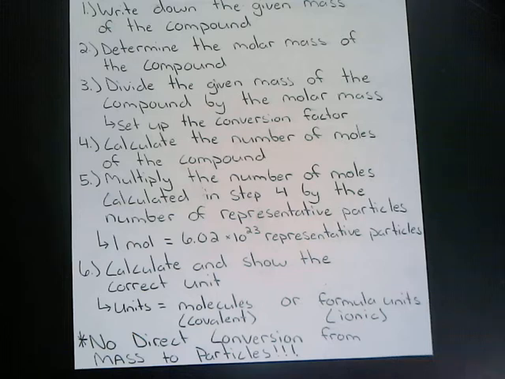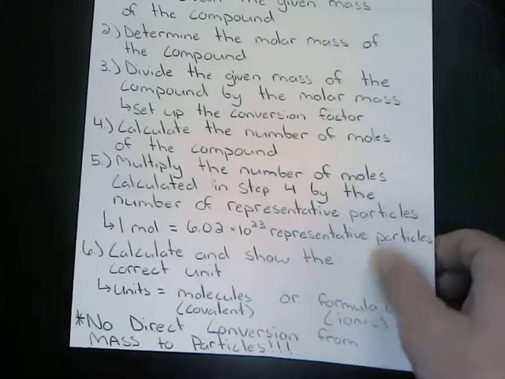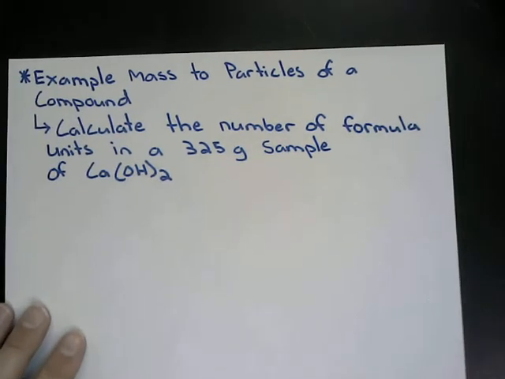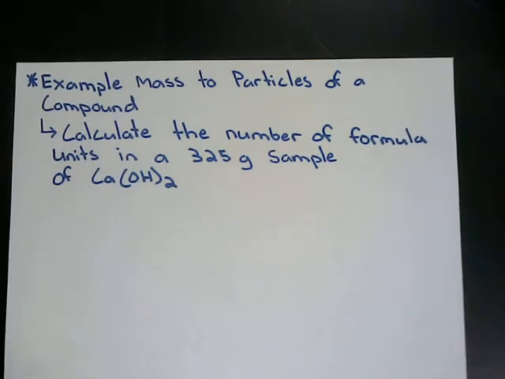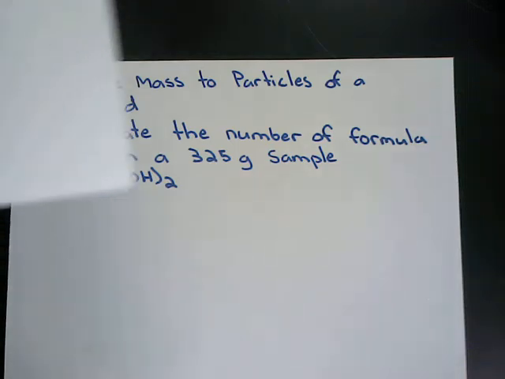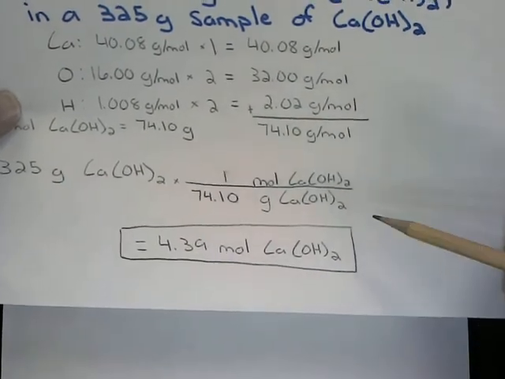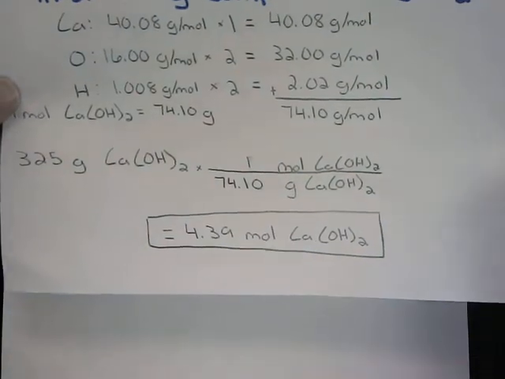So, in our final example here, we've already started a big chunk of this, so we're going to write down what we had from the previous problem, but we're going to convert our mass to particles of a compound. So we'll switch gears here, and we want to calculate the number of formula units in a 325 gram sample of calcium hydroxide. To do this, the first 3 steps, actually 4 steps, will be from the problem we did earlier. So I'm going to set this problem up exactly how we started it last time.